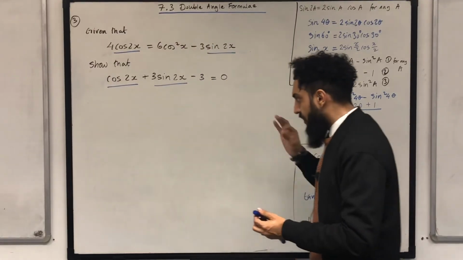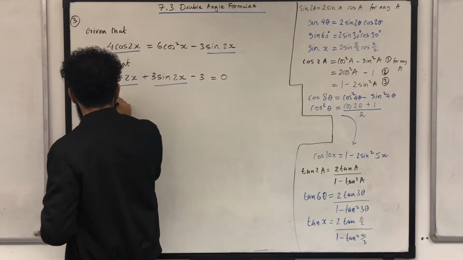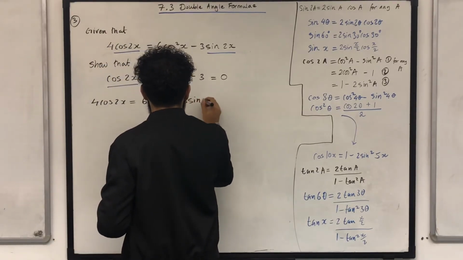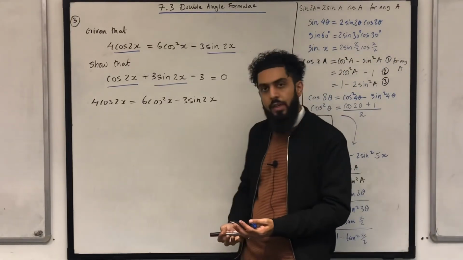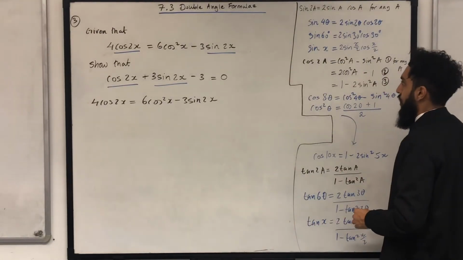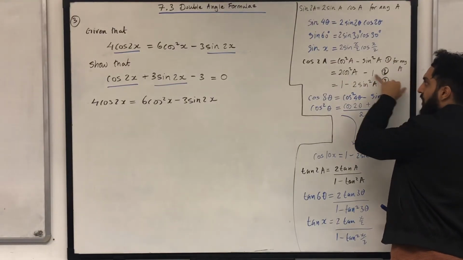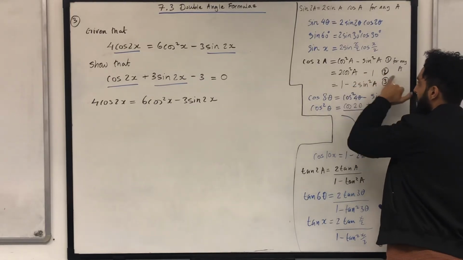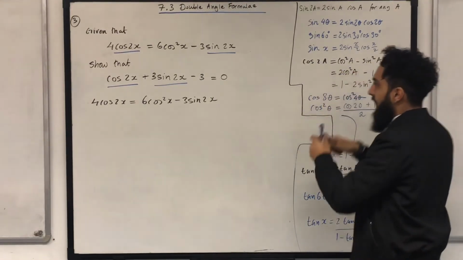Right, I'm going to start my working out. Start off with this equation over here. So 4 cos 2x equals 6 cos squared x minus 3 sine 2x. Now, I say to myself, how do I eliminate the cos squared x? Well, all I need to do is apply the double angle formula for cos, and the one that I'm going to use is representation number 2, because it's got a cos squared involved and no sine.